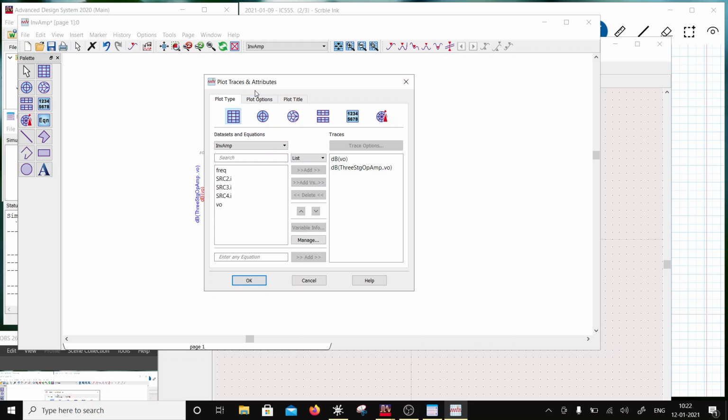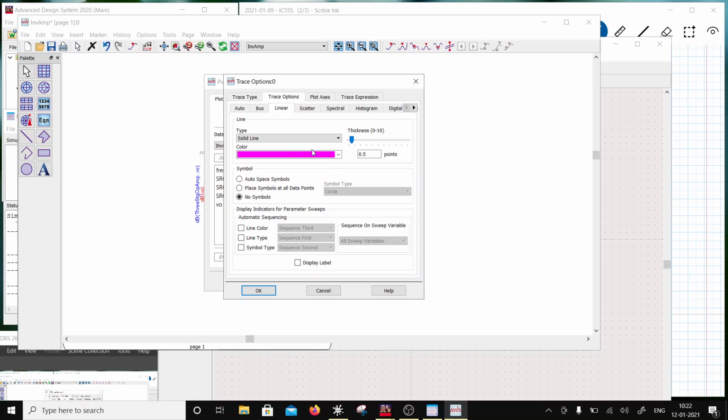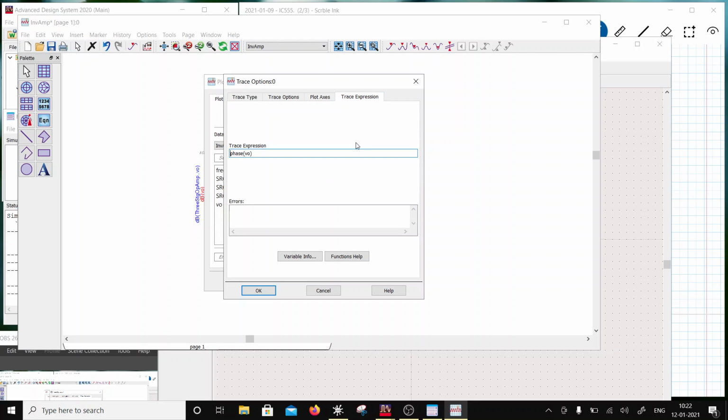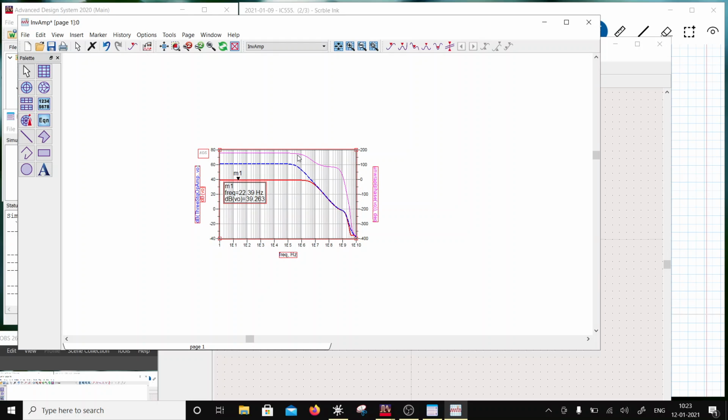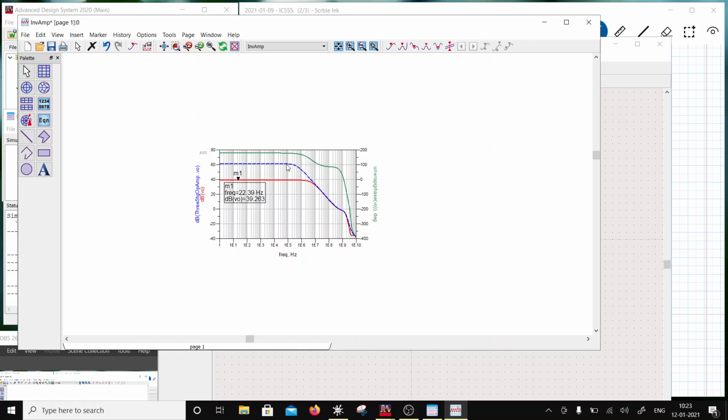Next thing I want to do here is look at the phase, and this phase I want to put on the right hand axis, and also I want to unwrap the rollover. So I will say unwrap this phase, so it will not just jump back to 0 after 360. Okay, so that's the phase. Let's make it green colored and thick.